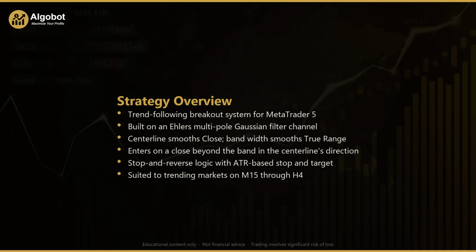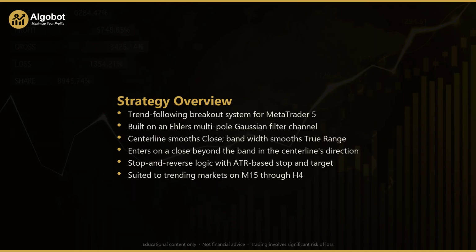Gaussian channel breakout is a trend-following strategy, which means it aims to join a move once the market has already started drifting in one direction, rather than trying to pick tops and bottoms. At its heart is an adaptive price channel. The centerline of that channel is the closing price passed through an Ehlers Gaussian filter, and the width of the channel comes from applying the very same filter to the true range of each bar.